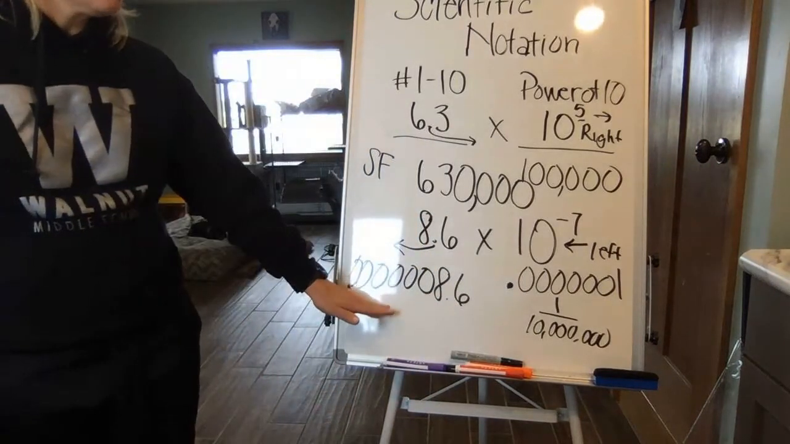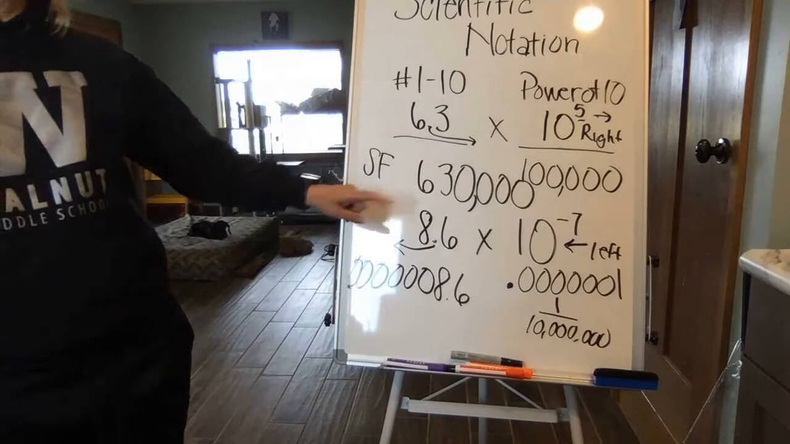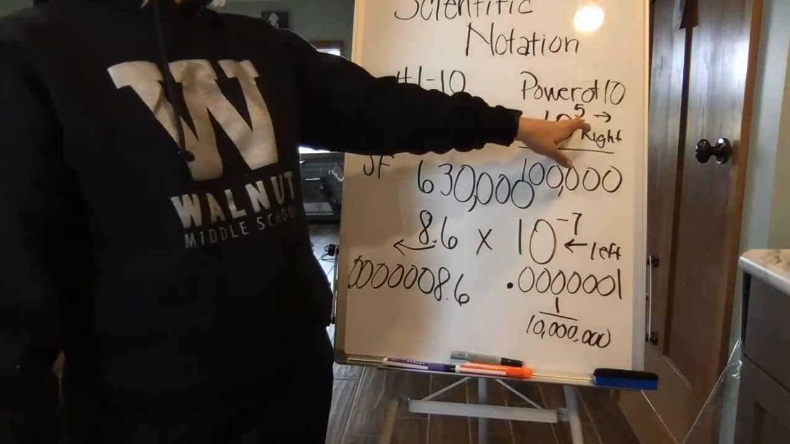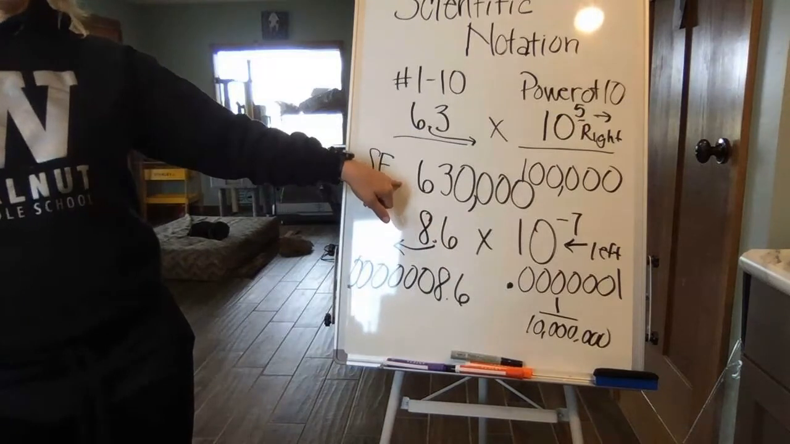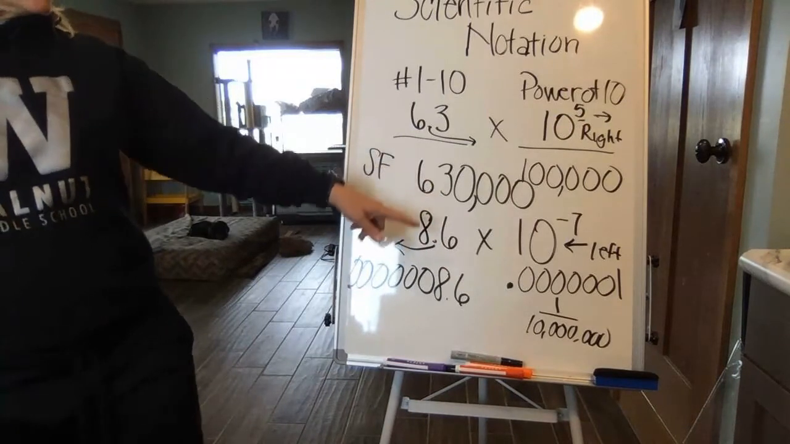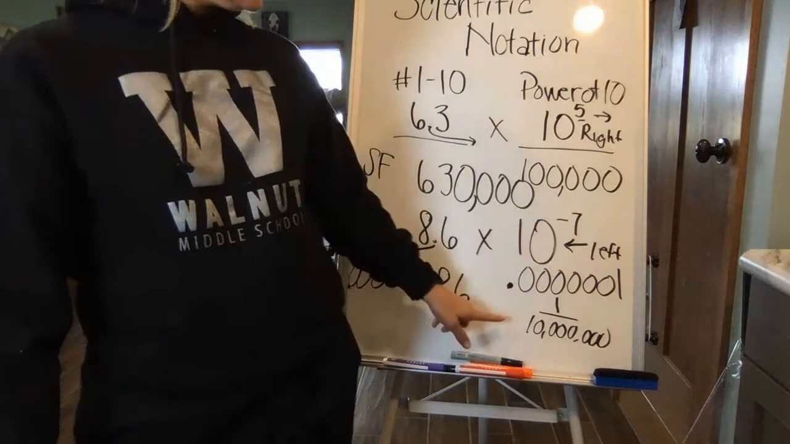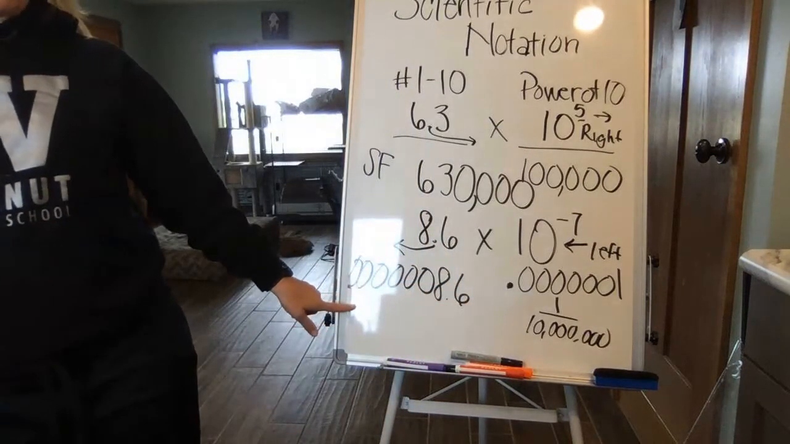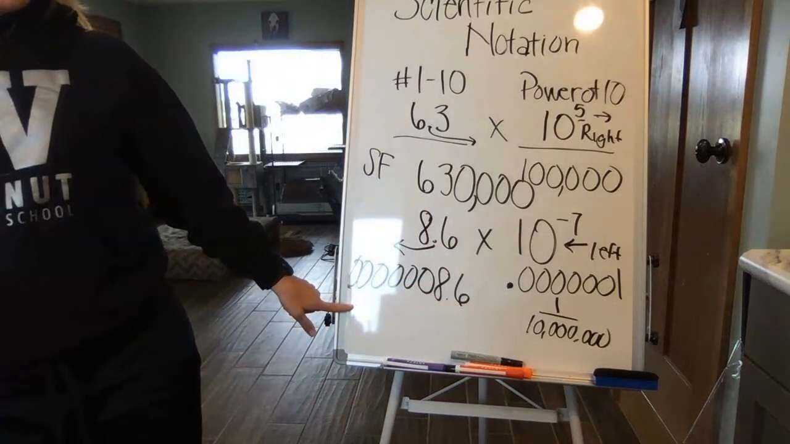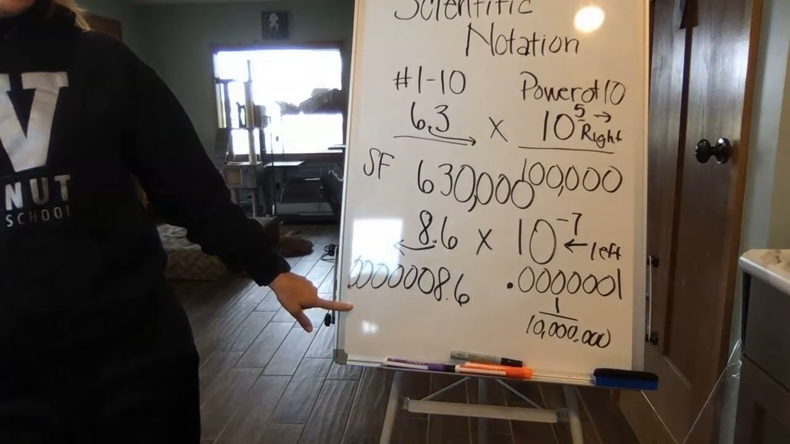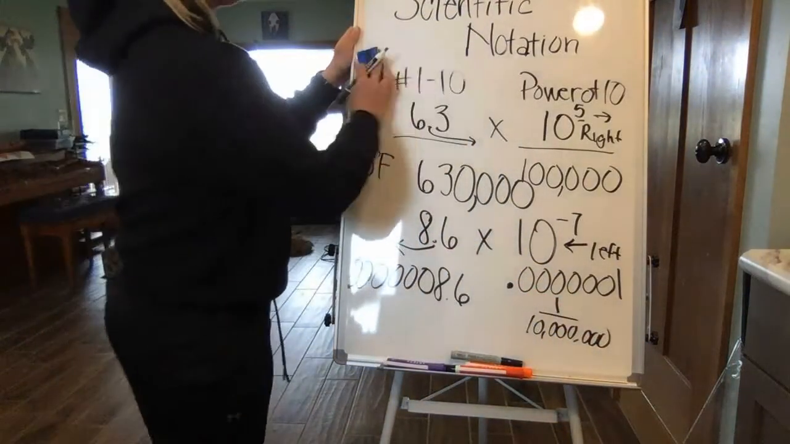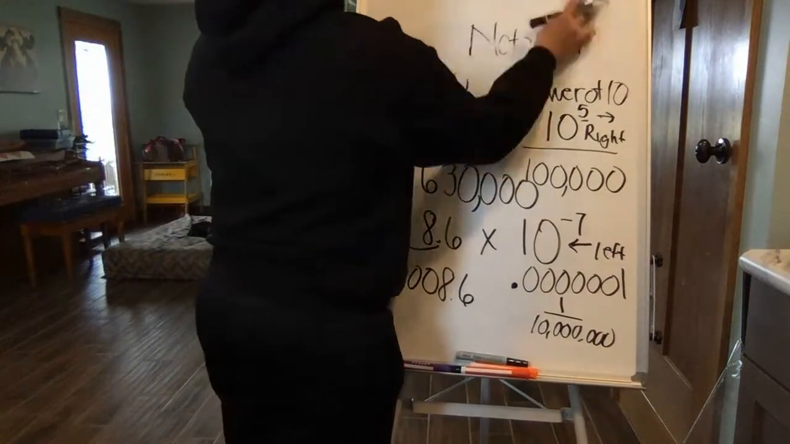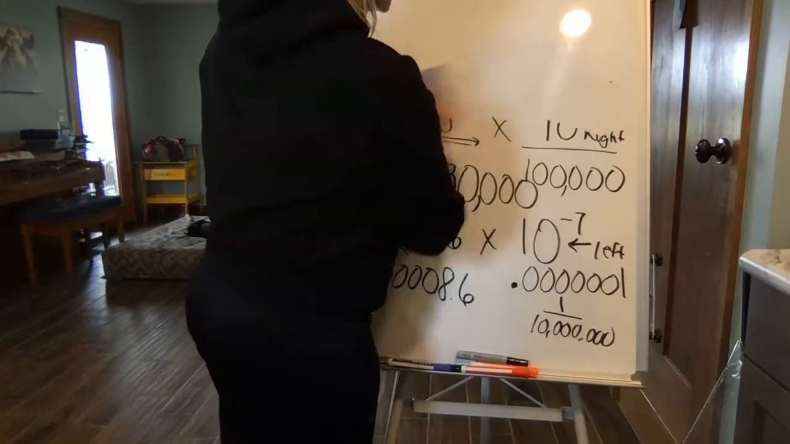Very small number, very large number. So if your exponent is positive, you're going to get a very large number for your standard form. If it's negative, you're going to get a very small number for your standard form. Okay, so now let's reverse it. Let's look at how we go from standard form to scientific notation.